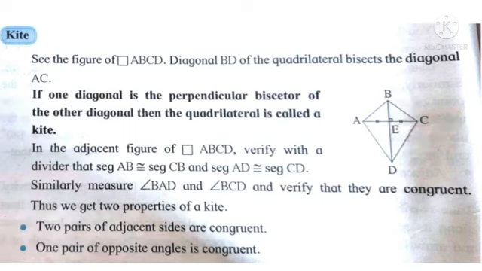So students, this is about quadrilateral and types of quadrilateral. You had learned what is the parallelogram, rectangle, square, rhombus, trapezium and kite. Now we will see some properties of triangle and quadrilateral.